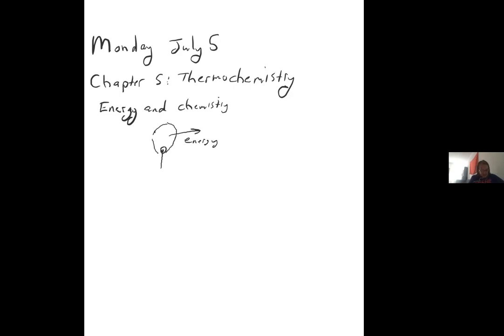Okay, so we actually have some terminology here. We would call the match a system. And then the surroundings, we call the surroundings. So the air, perhaps your finger holding on to the match, the box that it came in, that's called the surroundings. Okay, so system and surroundings. The system is typically what we're interested in.